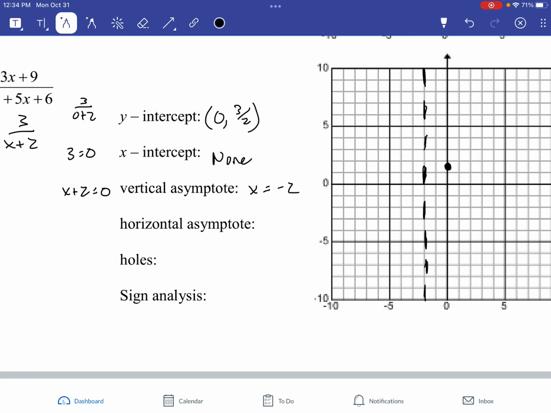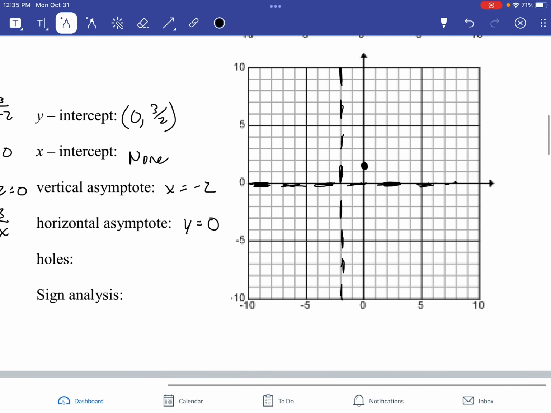Now the horizontal asymptote is the leading term, so we have 3 over x. Much like the first one, we put a very large number in for x. We get 0 is equal to y. Again, this is why we don't have an x-intercept, because there's a horizontal asymptote on the x-axis.